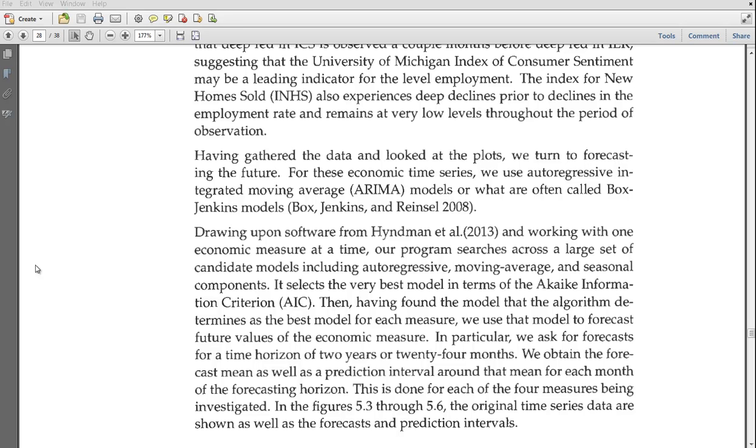Okay, so let's begin the ARIMA modeling. So he says, drawing upon the software from Hyndman et al., and working with one economic measure at a time. So he's going to do each time series individually. Now here's the interesting part.